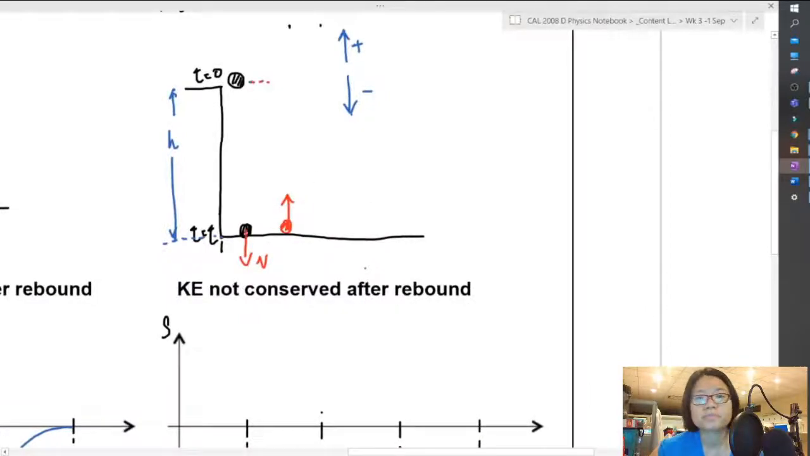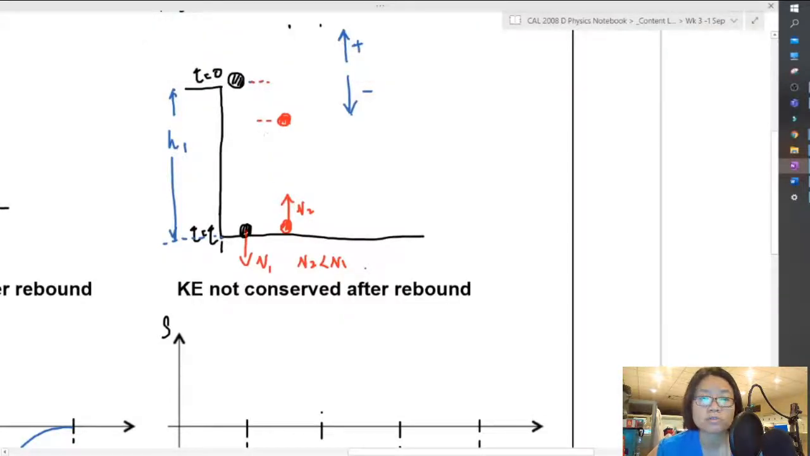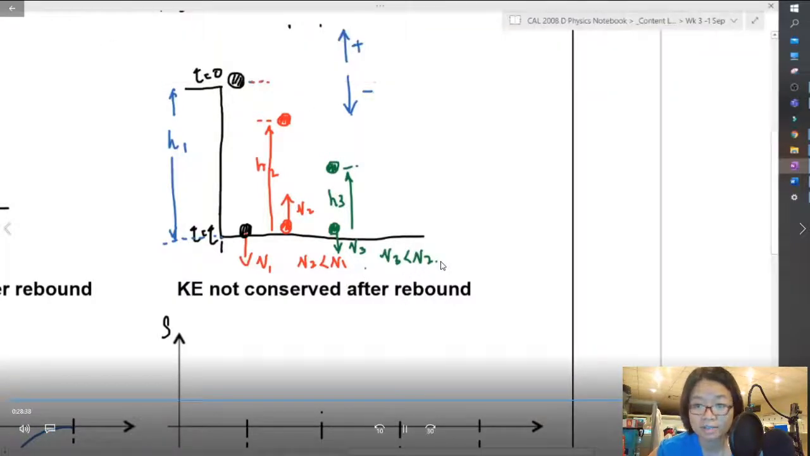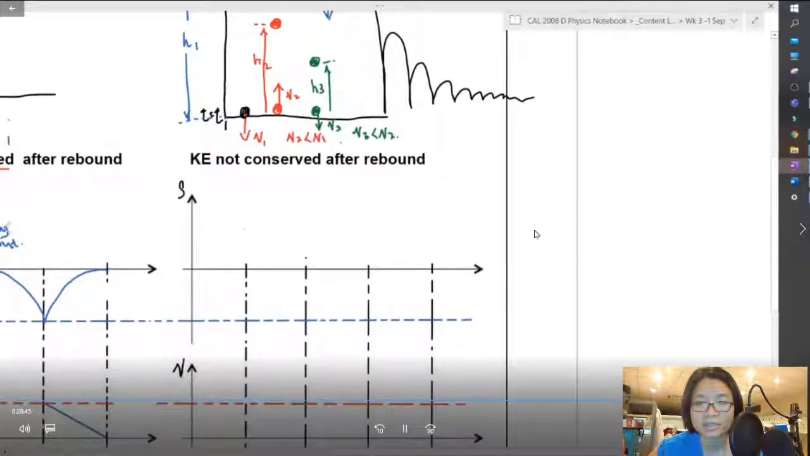Alright, so here, I'm just going to label the rebound speed as V2 and the speed where it hits the ground as V1. So of course V2 will be less than V1. Lost KE means I can't go up to the same height, so maybe this is H2. Of course it's going to fall down and then hit the ground with, let's say, V2. And then it will rise up at V3. So once again, V3 is less than V2. This V3 arrow should be pointing up. Anyway, basically, you're going to get this rebound, ding, ding, ding, ding, ding.